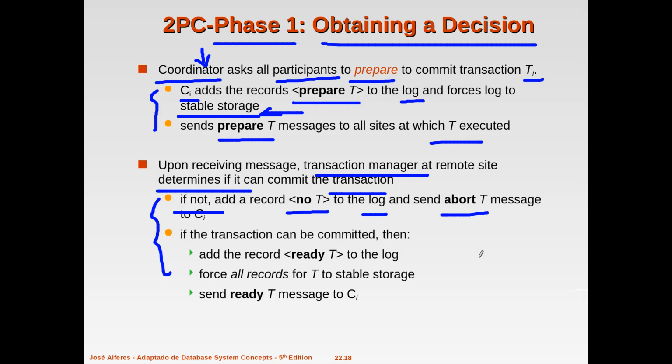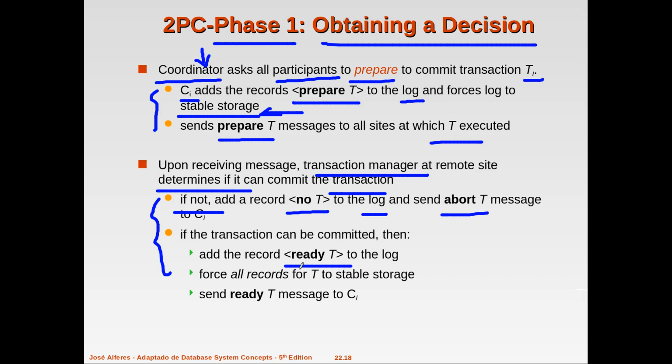It will send a message back to the coordinator saying abort T. That means it is not ready to commit. So it will send a negative message like abort T to the transaction coordinator. Similarly, all other sites will do that. If it is not ready, it will store no T to the local log, and it sends the message abort T to the coordinator from where it was initiated. Now, if the transaction can be committed, what can be done? It will add a record ready T to the log. So if it is not ready, no T.